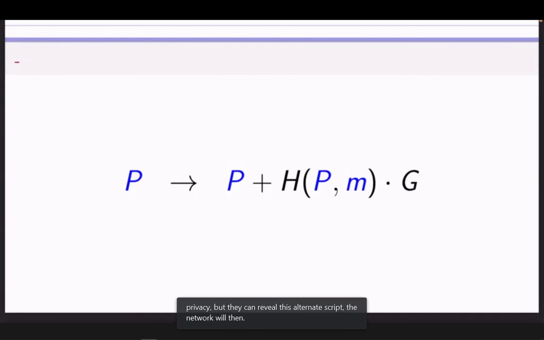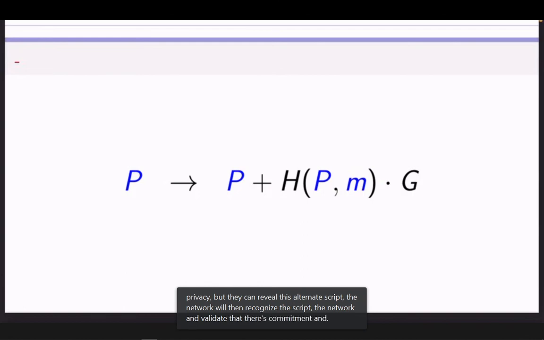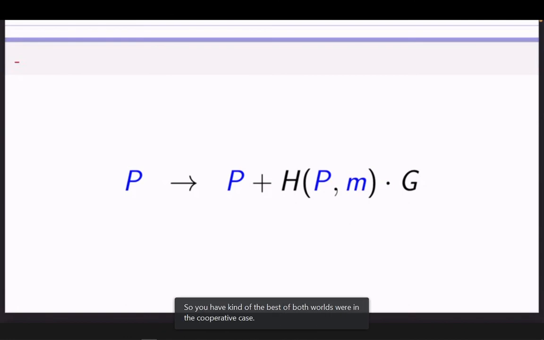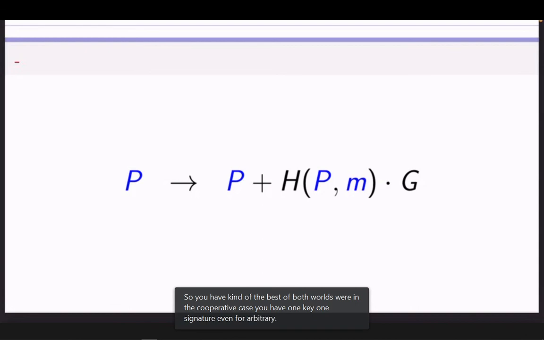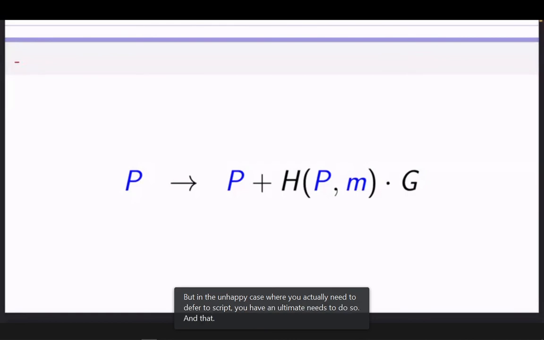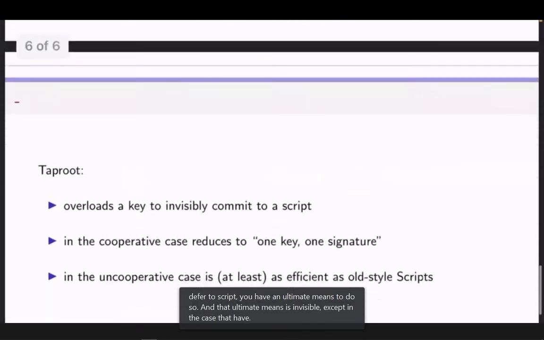The network will then recognize the script. The network can validate that there is this commitment. And it can then check that the script is actually satisfied and that the alternate policy is satisfied. So you have kind of the best of both worlds, where in the cooperative case, you have one key, one signature, even for arbitrarily complex policies, even including ones that include complicated features that maybe are not expressible in one key, one signature purely. But in the unhappy case where you actually need to defer to the script, you have an alternate means to do so, and that alternate means is invisible except in the case that it's actually needed.